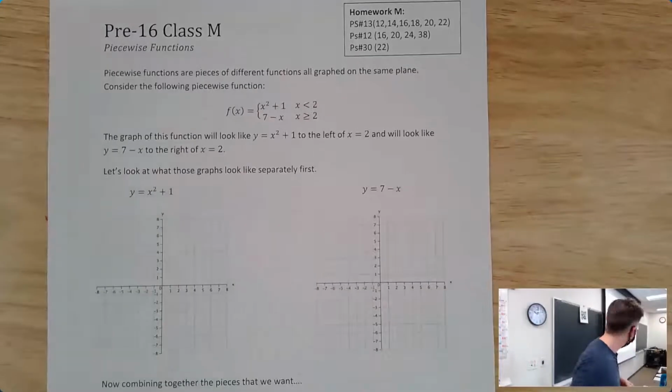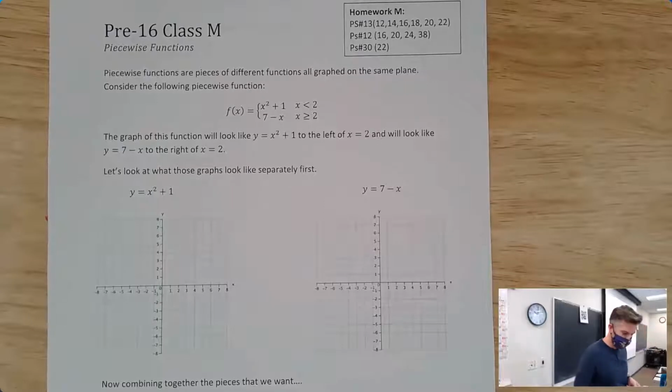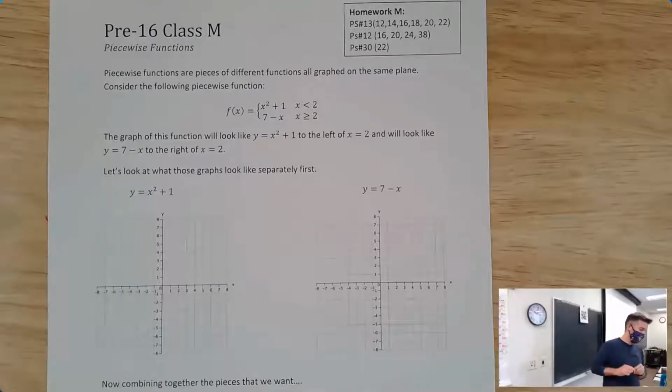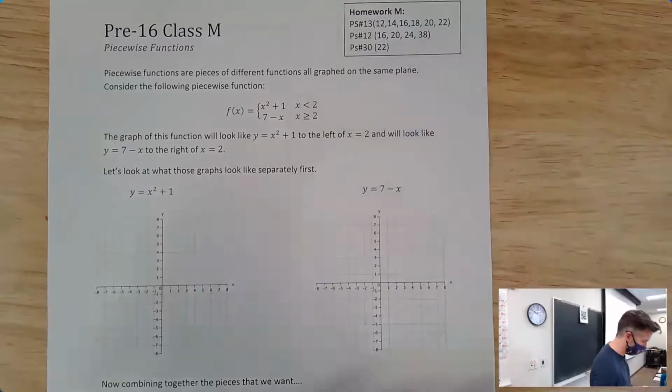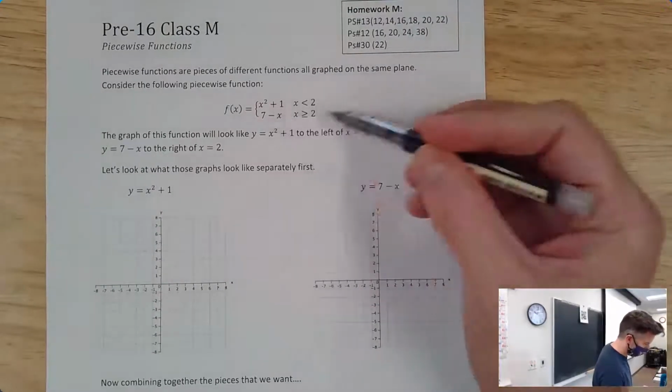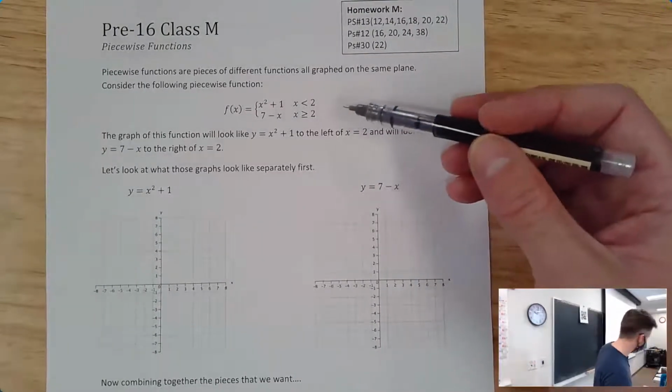All right, let's talk about some piecewise functions. As the name might suggest, piecewise functions are pieces of different functions that are all graphed in the same place. Let's consider the following piecewise function. We've got f of x equal to x squared plus 1 when x is less than 2, and 7 minus x when x is greater than or equal to 2.